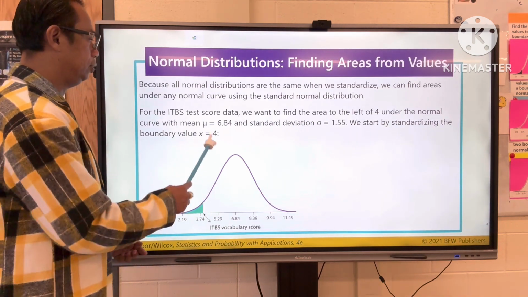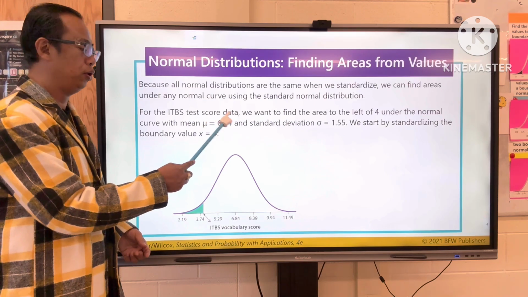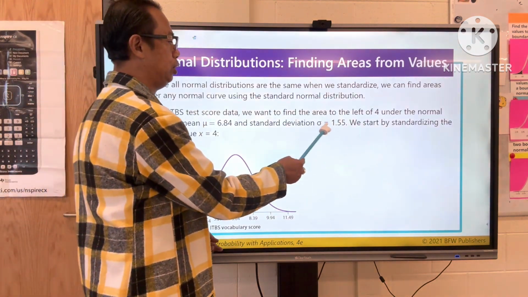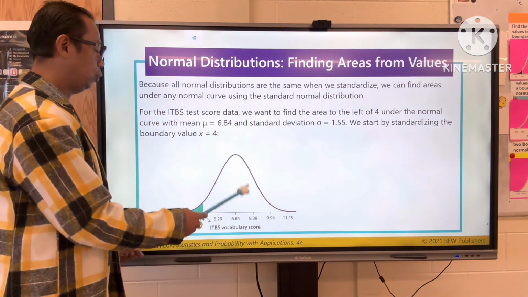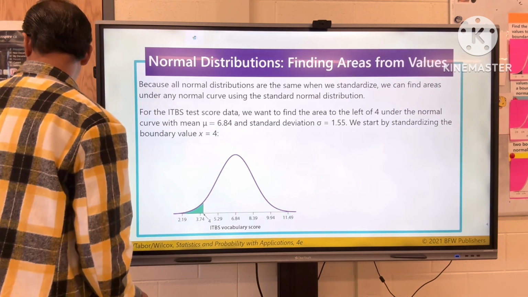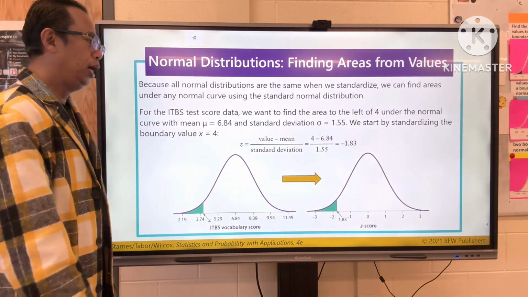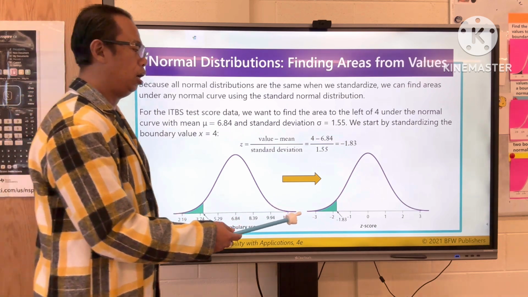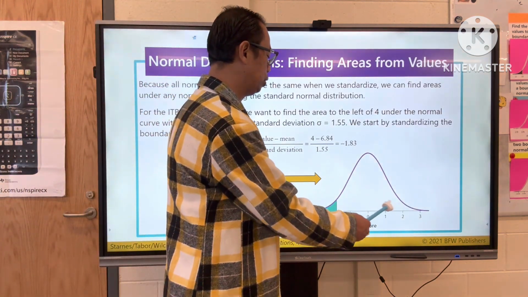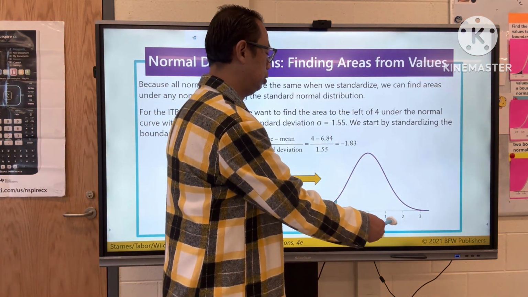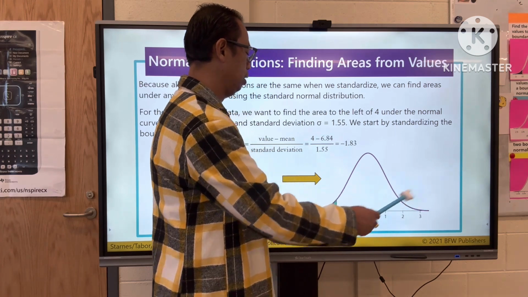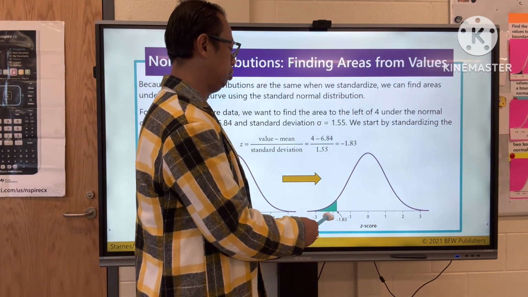So we got the mean 6.84 and then the standard deviation 1.55. So we need to calculate this one. How do we calculate that? We need to calculate first the z-score. And then upon the location of the standardized normal distribution, we got 0 to 1, 0 to 3, 1 to 3 to the right, and negative 1, negative 2, negative 3 to the left.